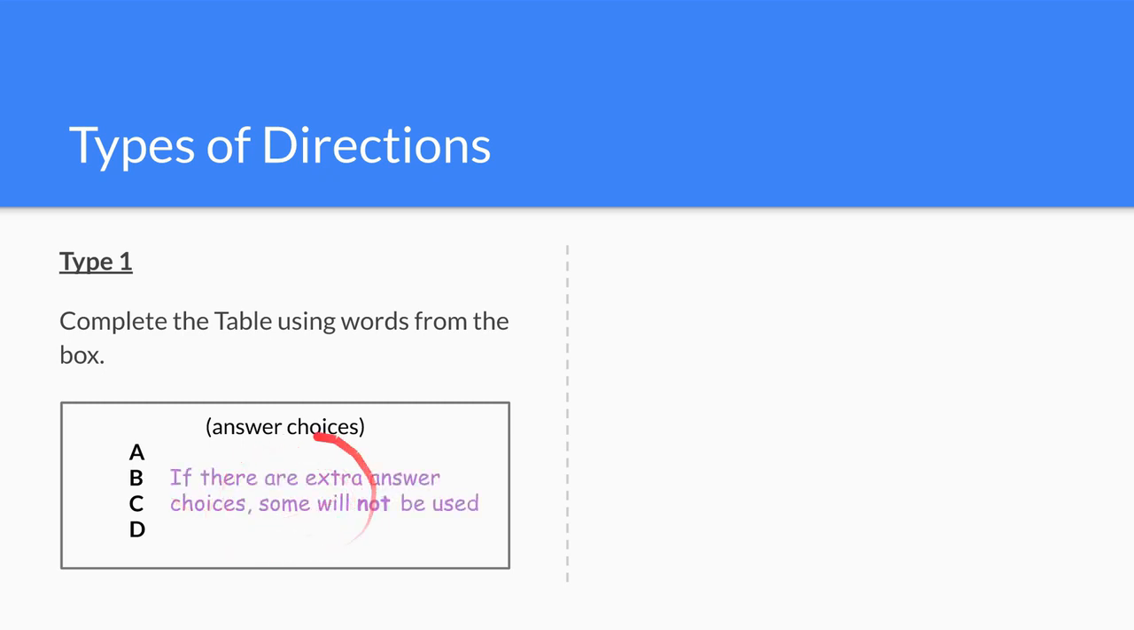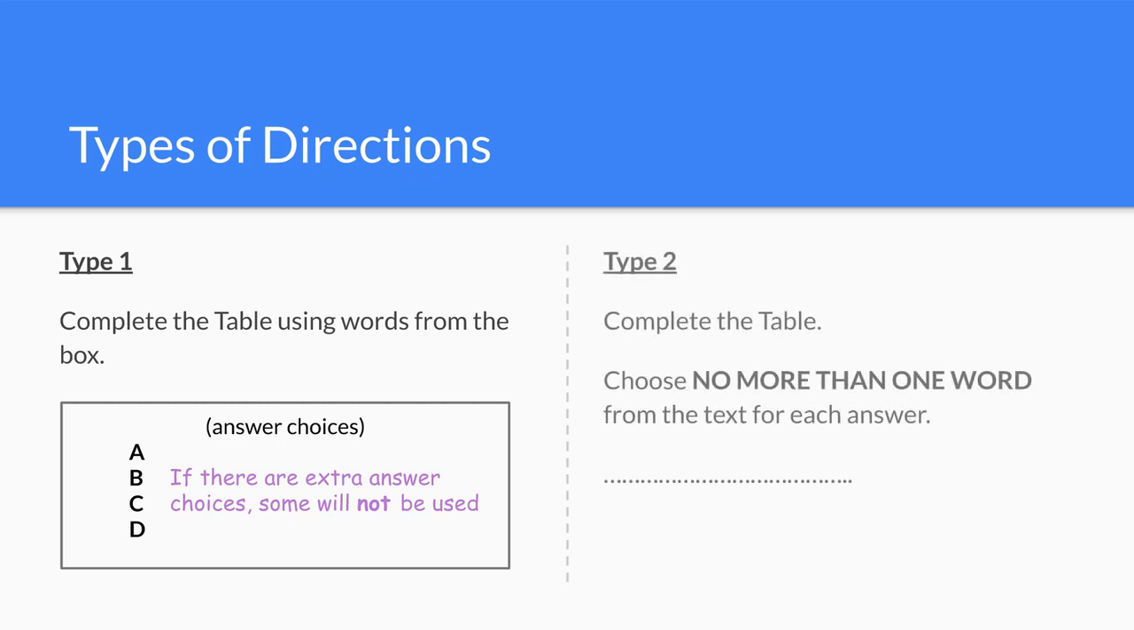Now, sometimes you might get extra answer choices. For example, there might be only 3 questions, but 4 answer choices. So if there is an extra answer choice, then one of the answer choices is not going to be used. On the other hand, if you get more questions than answer choices, then one of the answer choices is going to be used twice.